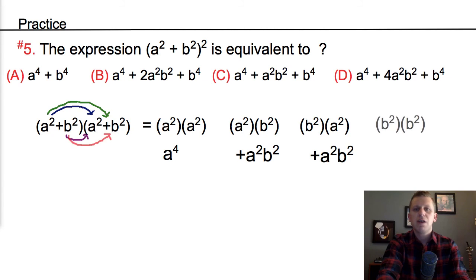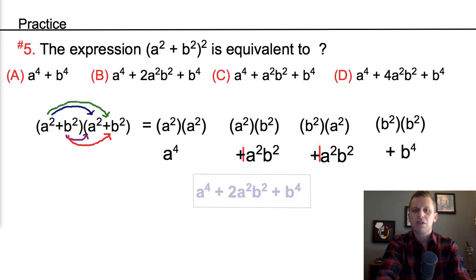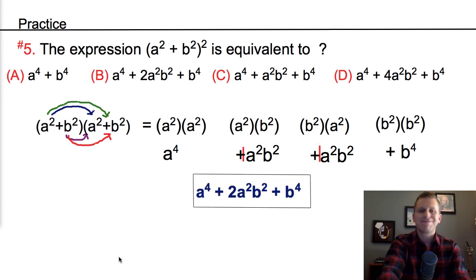And the last term, b squared times b squared. Multiplying two things with the same bases, you're going to add the powers and get b to the 4th. Combine like terms. Here, there are imaginary 1s as coefficients in front of these, and 1 plus 1 would be 2a squared b squared for our final answer like this. Let's try one more before we get you out of here.